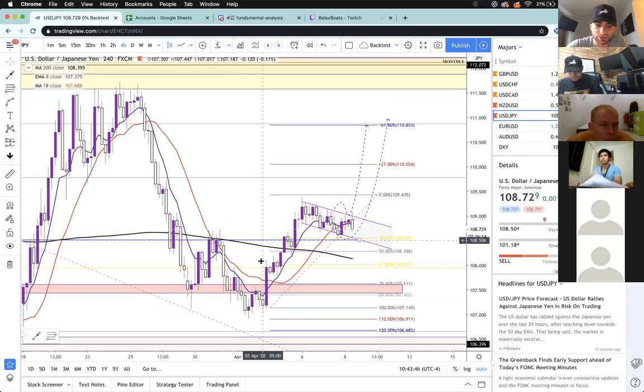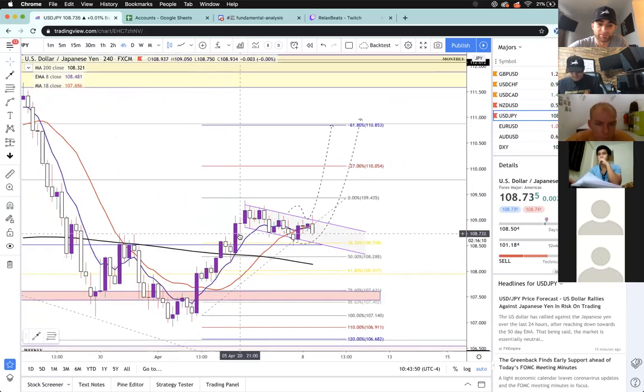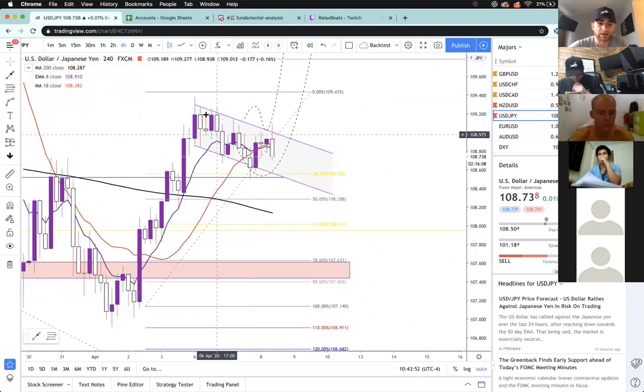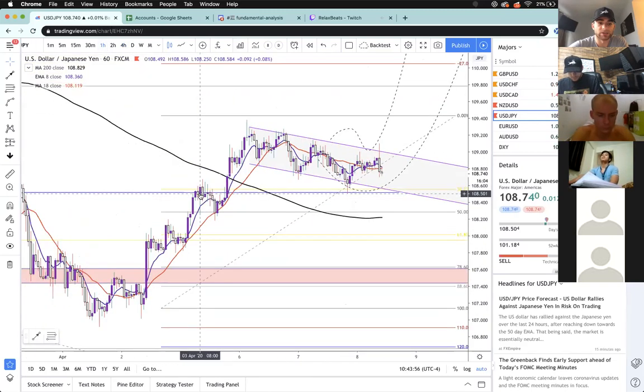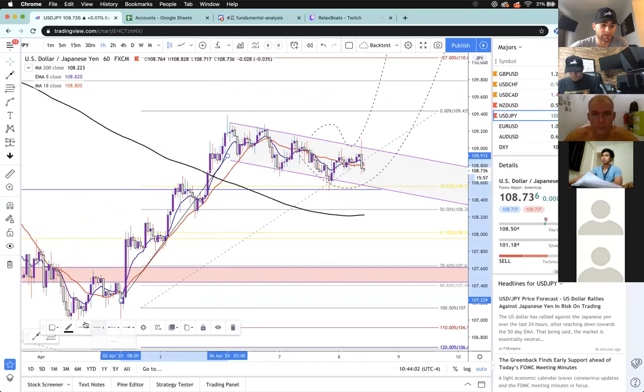Based on 4 hour structure, we broke above this level of resistance right here. This was the break. Now we're forming this flag, which we identified. Let's see on the 1 hour how this looks. So again, what is a flag? Flagpole. Boom.